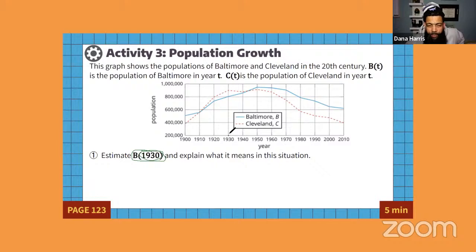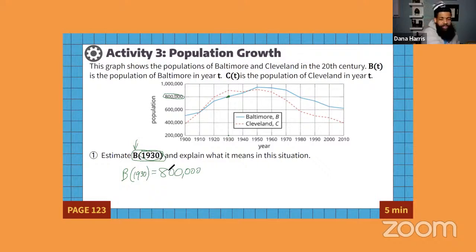It's about right here. So we're going to go up and we are talking about B, our output, so Baltimore. Notice the blue line is Baltimore, so we're going to go up from 1930 and we're going to land right there. All right. And if we look to the left on the y-axis, I hope I said x-axis when I said 1930. Notice it is 800,000. So 800,000, right? So what does that mean? It says estimate B of 1930. It equals 800,000. What does this mean, Mr. Harris?